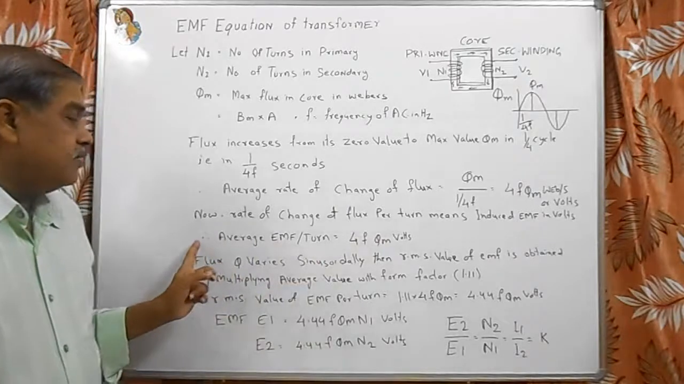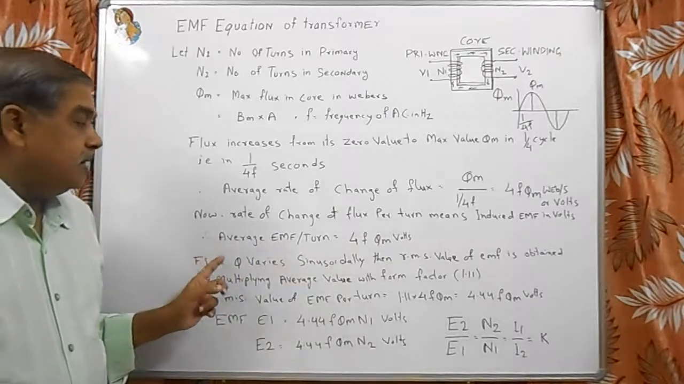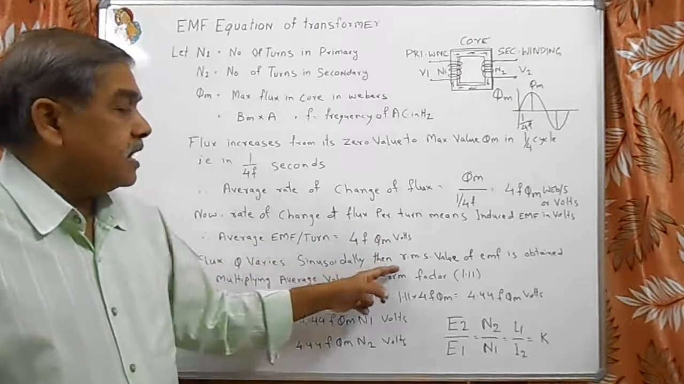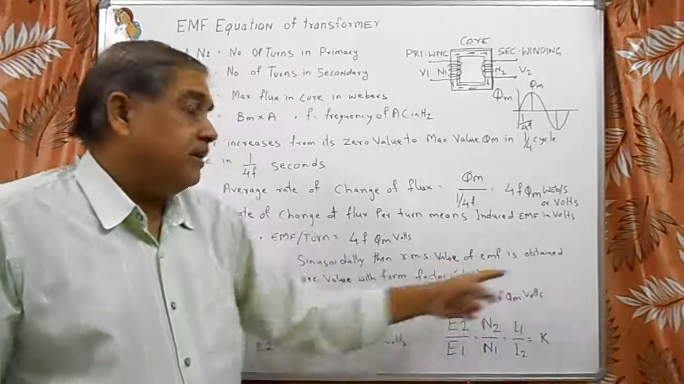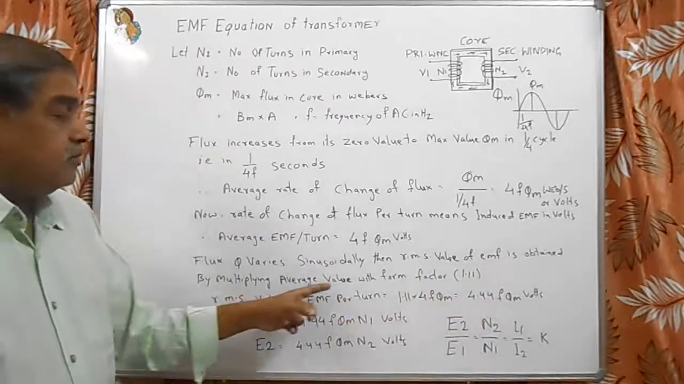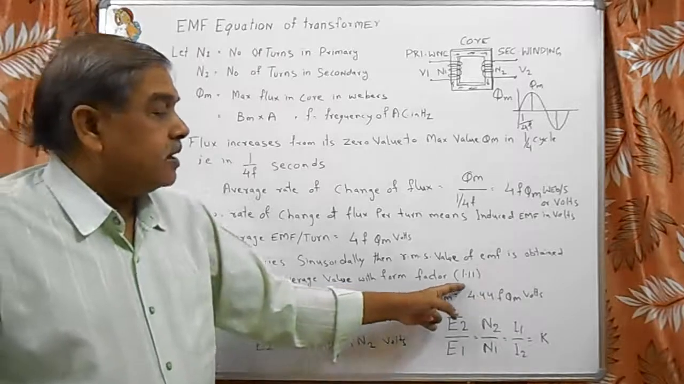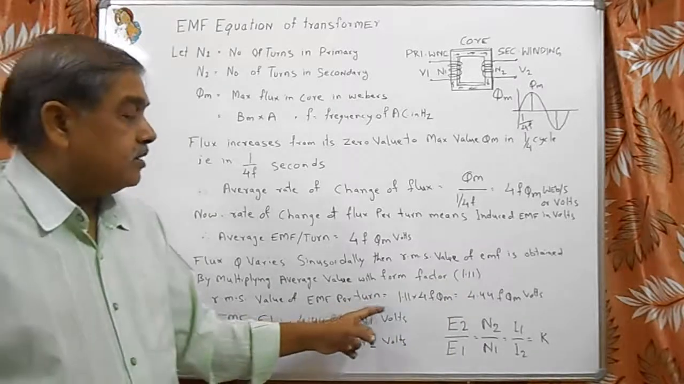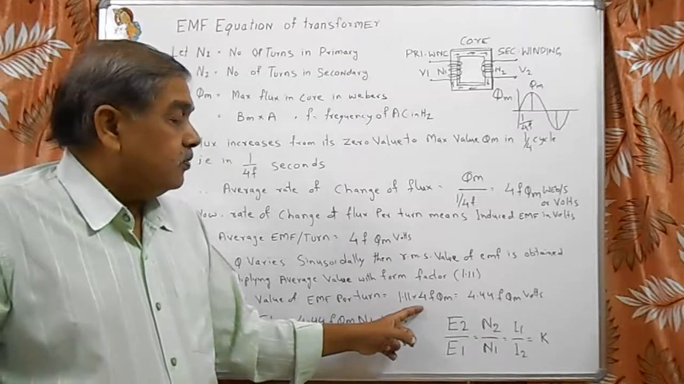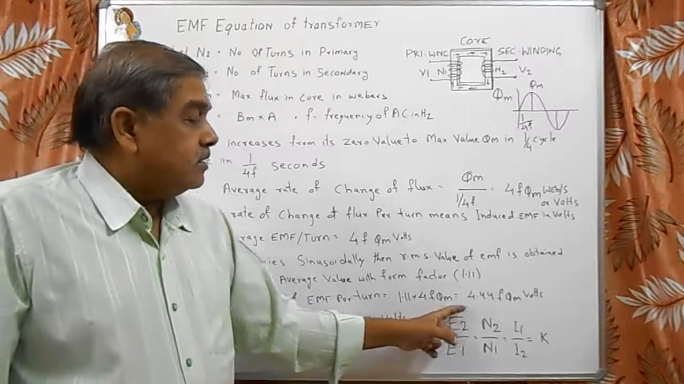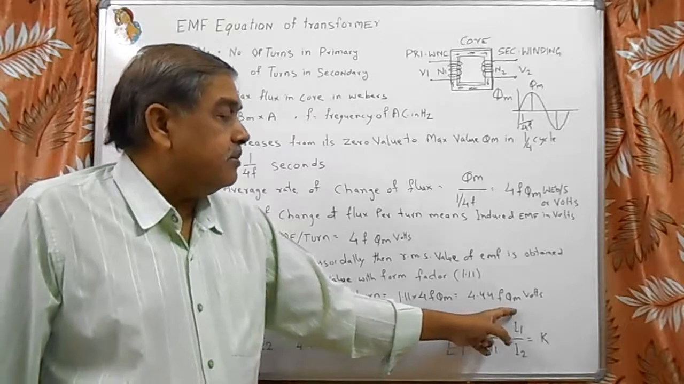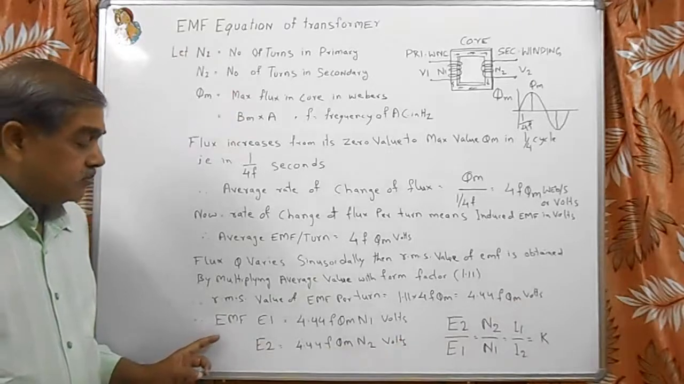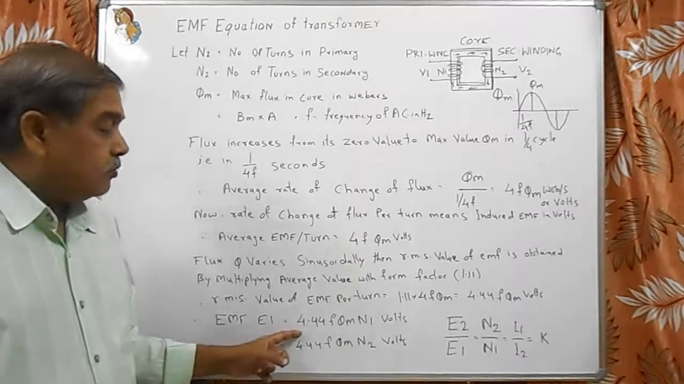For finding out the RMS value of voltage, we have to multiply it by the form factor. Flux phi varies sinusoidally, then the RMS value of EMF is obtained by multiplying the average value with the form factor. Form factor value is 1.11. So the RMS value of EMF per turn is equal to 1.11 into 4 into F into phi max, that is equal to 4.44 F phi max volts.